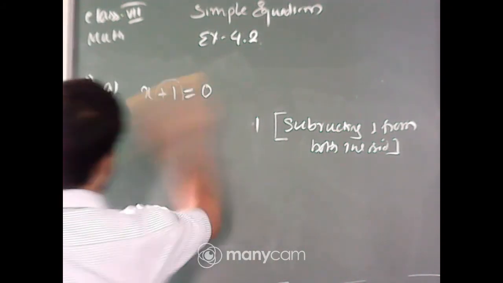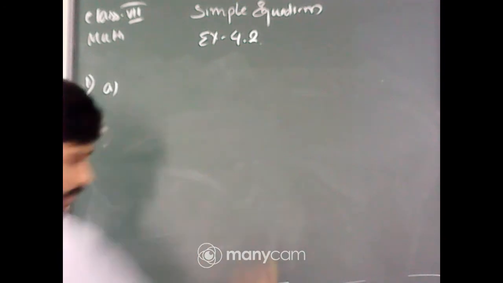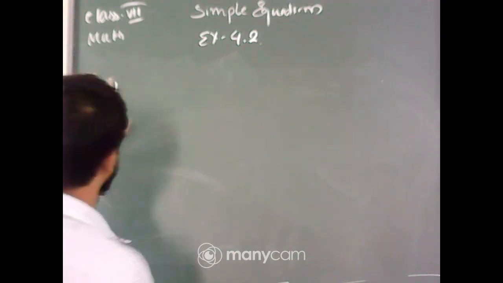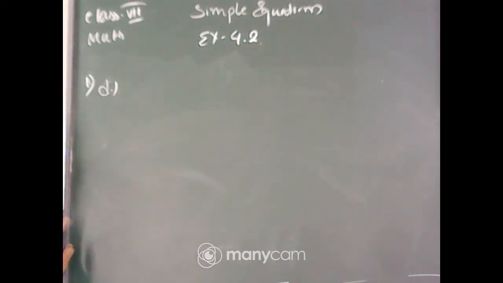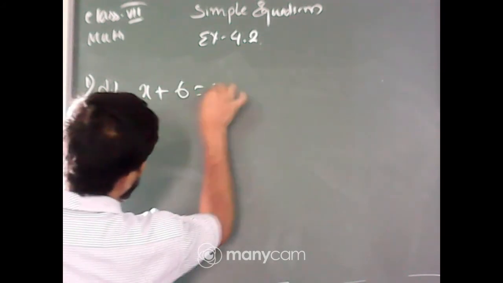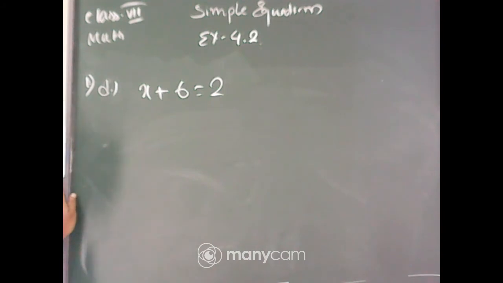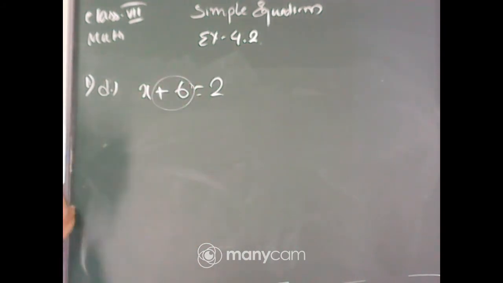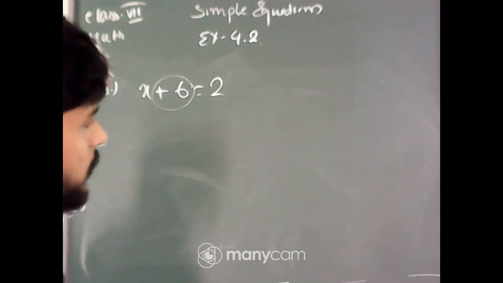Now let's choose another problem. I am skipping question number C and doing question number D. So question number D is x plus 6 is equal to 2. Now look, on the left hand side there is a term plus 6. We have to remove it. So what do we have to do, students?